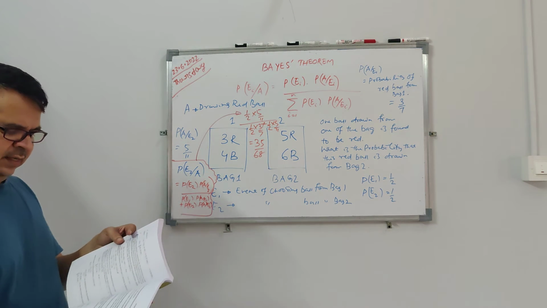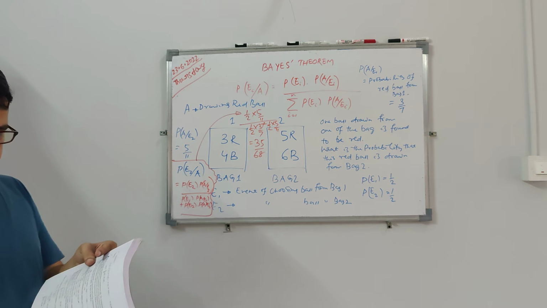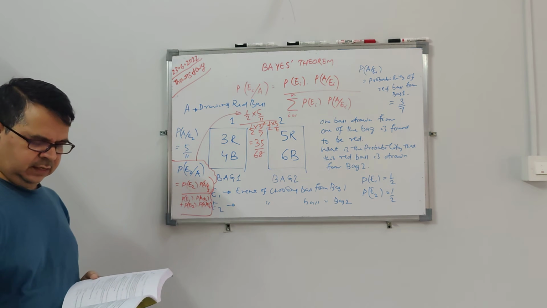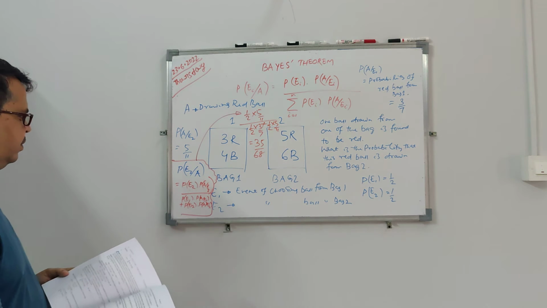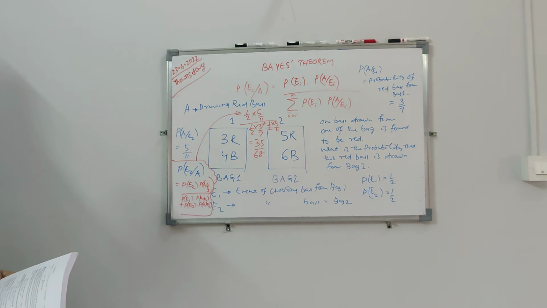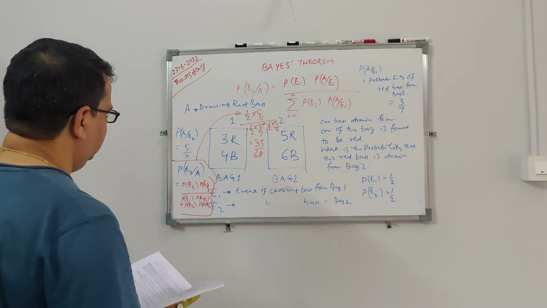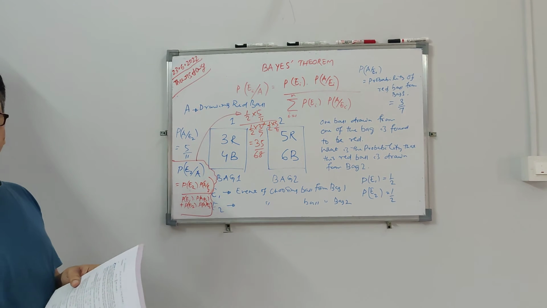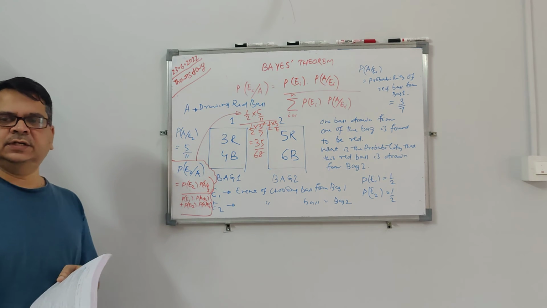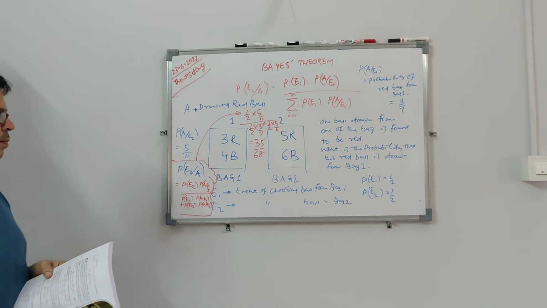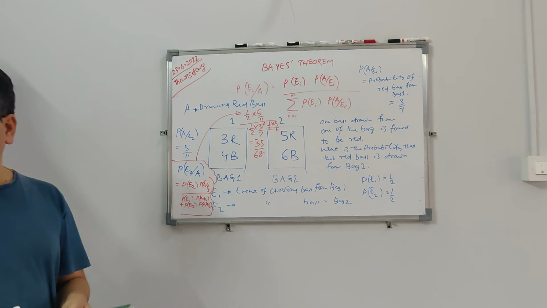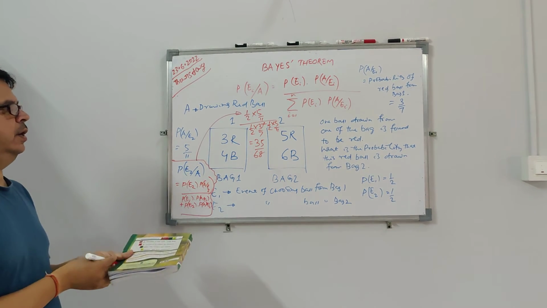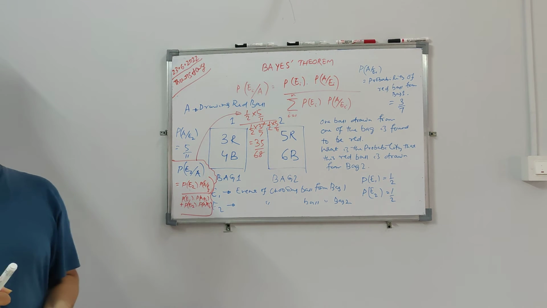That is the probability that the ball is drawn from bag 2, given that it is red. The condition is that it is red, and it is drawn from bag 2. Okay. So now one numerical on Bayes theorem we have done.